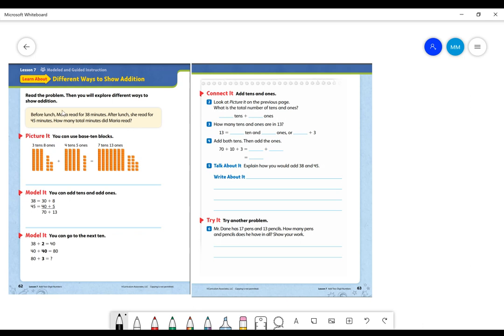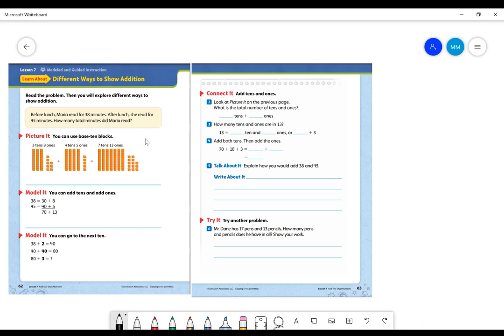It says, read the problem. Then you will explore different ways to show addition. Before lunch, Maria read for 38 minutes. After lunch, she read for 45 minutes. How many total minutes did Maria read?